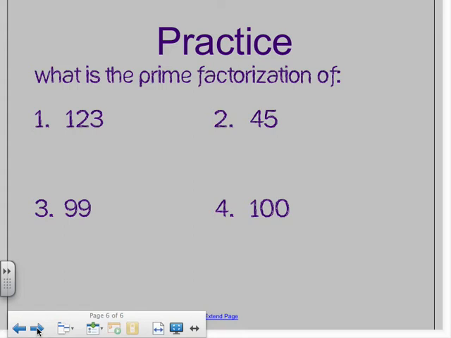So I want you to go ahead and pause it. I want you to work out all 4 of these prime factorizations. If you can use exponents, do it, great. And then hit play to check your work.